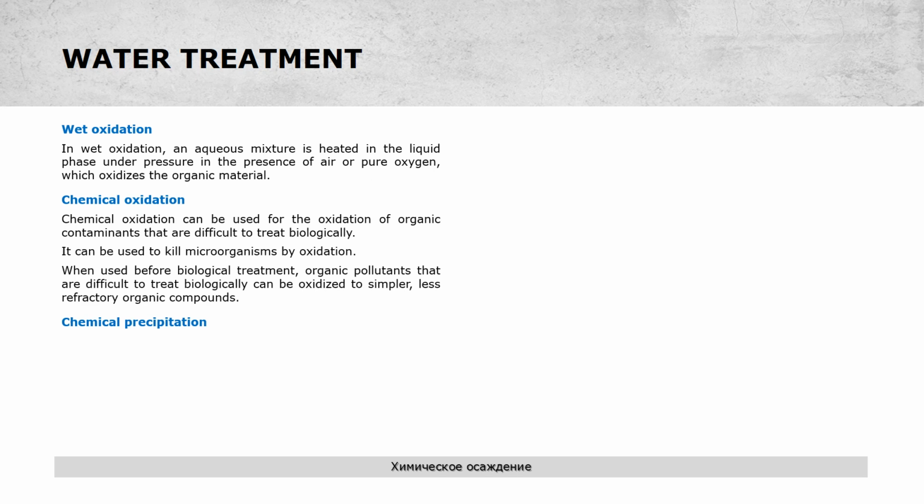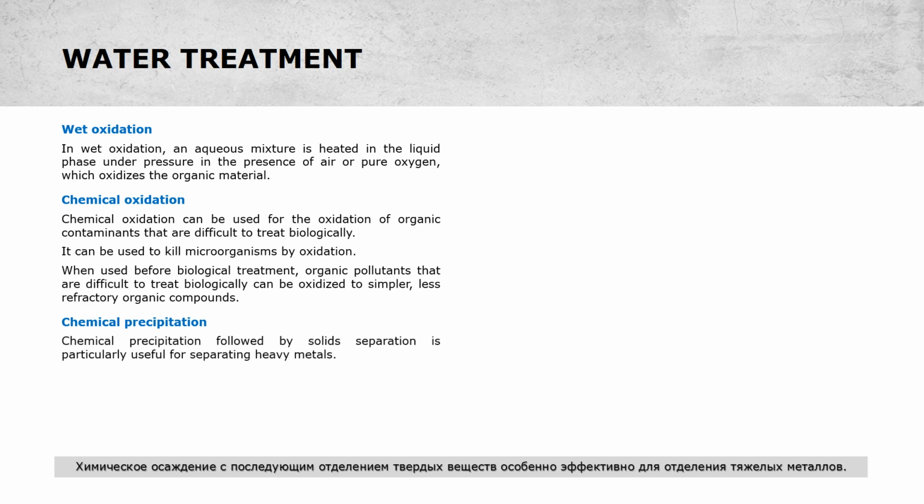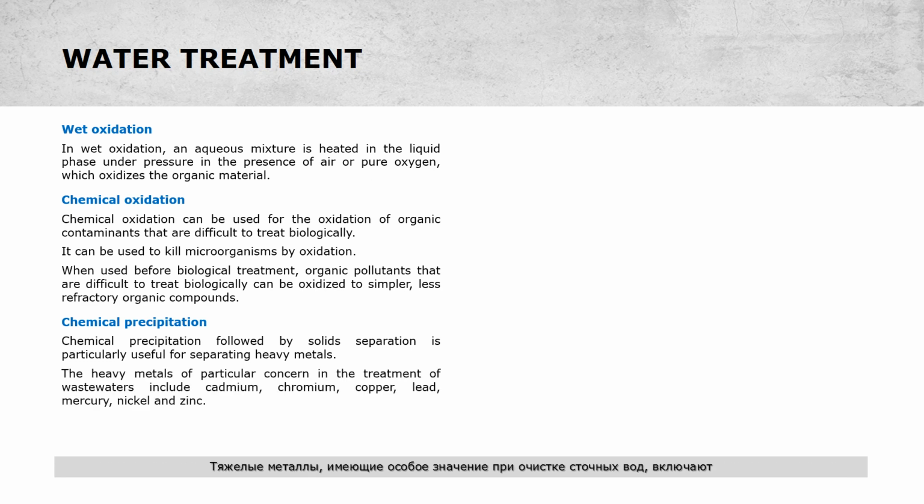Chemical precipitation. Chemical precipitation followed by solid separation is particularly useful for separating heavy metals. The heavy metals of particular concern in the treatment of wastewaters include cadmium, chromium, copper, lead, mercury, nickel and zinc.